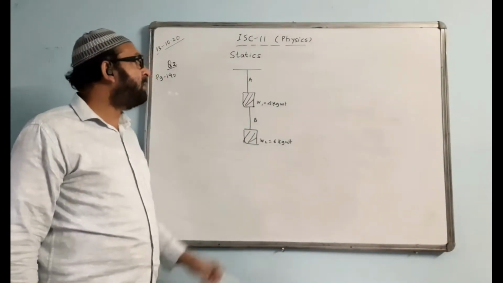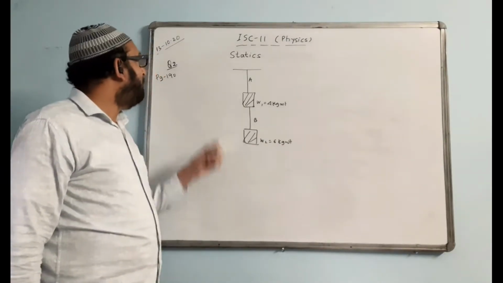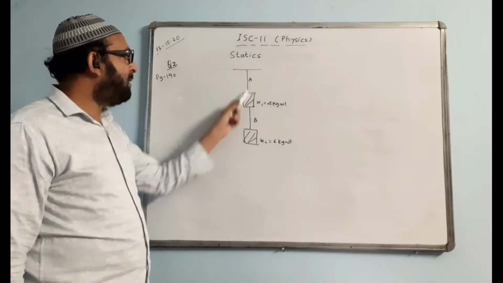Today is the continuation of the same chapter in statics. So we'll do some more problems and this chapter will be over. The question number 2 of page 190. We are doing that one just now. The diagram is given here.